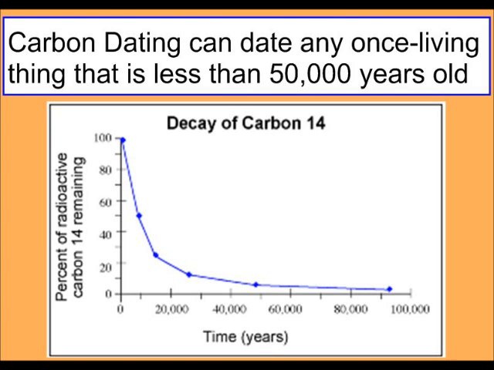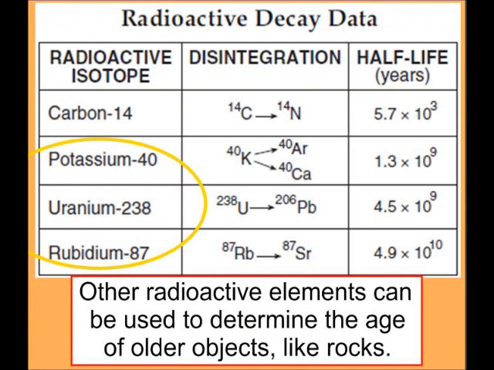Carbon dating can date any once living thing that is less than 50,000 years old. After that time, there's such a small amount of the sample left that the accuracy becomes much less. So for older objects, other radioactive elements can be used to determine their age.